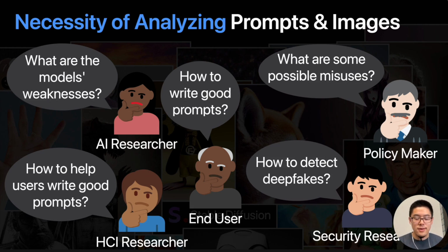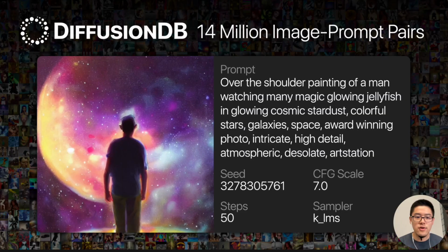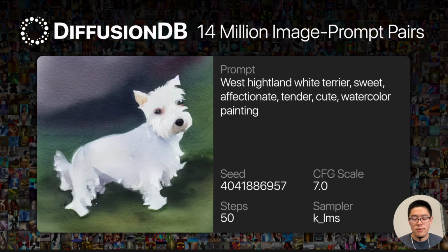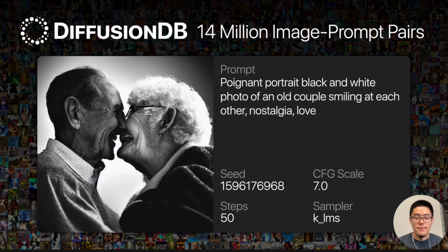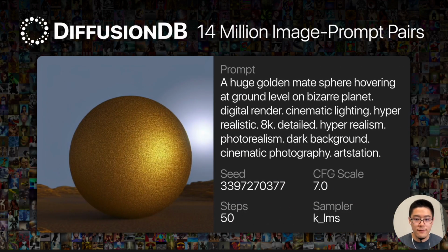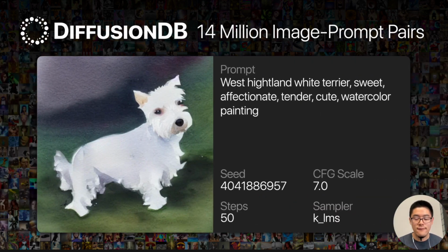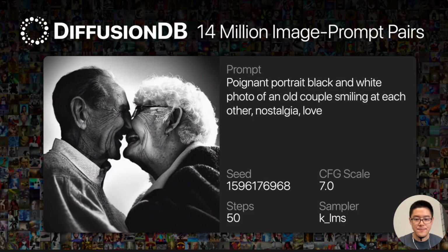Despite these needs, there is currently no existing dataset with real prompts for text-to-image generative models. To tackle this challenge, we introduced DiffusionDB, the first open-source large-scale text-to-image prompt dataset. We have 14 million image-prompt pairs. For each pair, we have the prompt, the hyperparameters people used for the generative model, and the generated image. All those prompts and images are collected from real Stable Diffusion users.